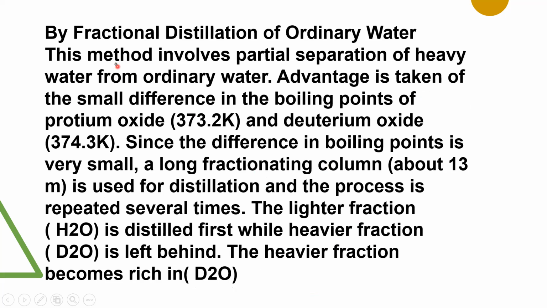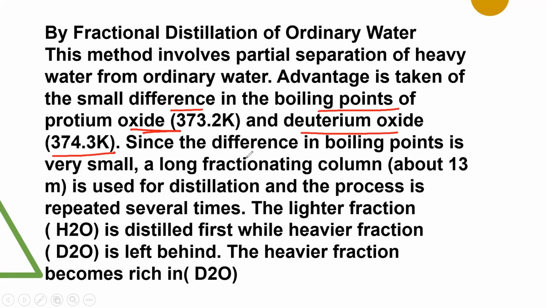Now, fractional distillation. This method involves partial separation of heavy water from ordinary water, because the boiling point of heavy water is quite higher than ordinary water. So advantage is taken of the small difference in the boiling point. How can we do distillation? It is based on the difference between the boiling point of protium oxide, that is normal water, 373.2 kelvin, and deuterium oxide, 374.3 kelvin. Slight difference.